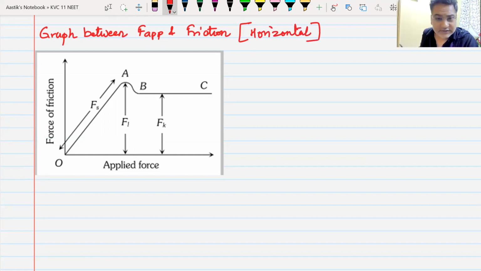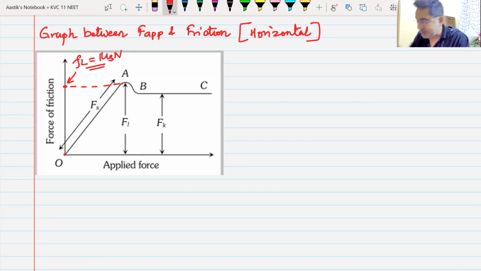Now, how does this vary? As you can see, when the force is 0, the body will not move. If the floor is rough, the body will not move. And up till this point, when the friction reaches its limiting value, the body cannot move. At this position, the value of friction becomes F limiting, and that becomes equal to mu s into N. Your static friction will not allow the body to move. And in this green region, the body cannot move.